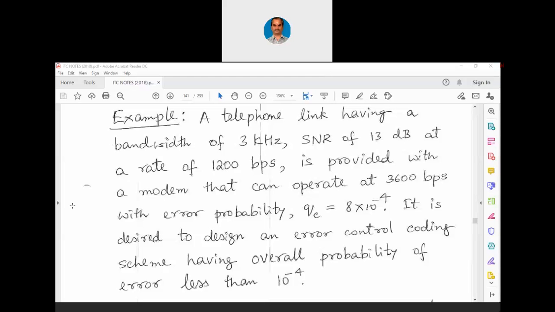Good morning, students. Let us have a brief recap of what we were discussing yesterday. Yesterday, we were discussing the solution of this particular exercise.